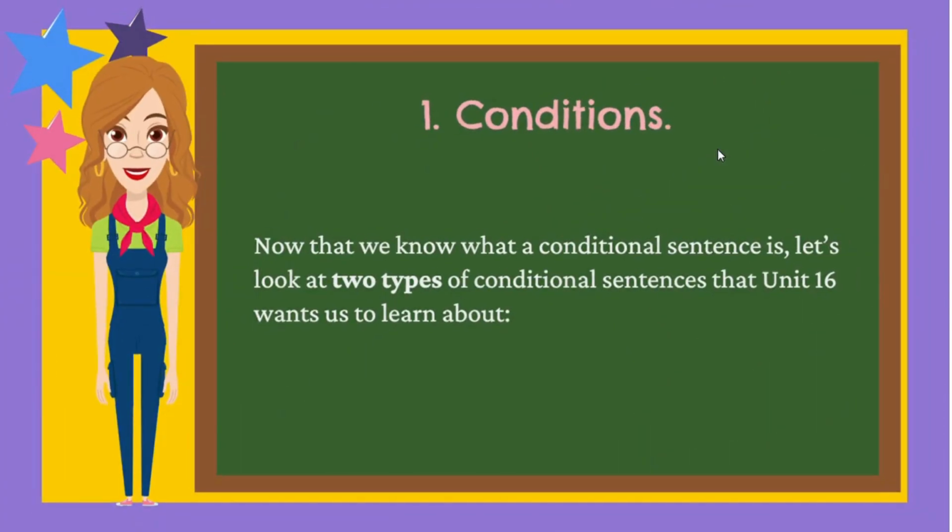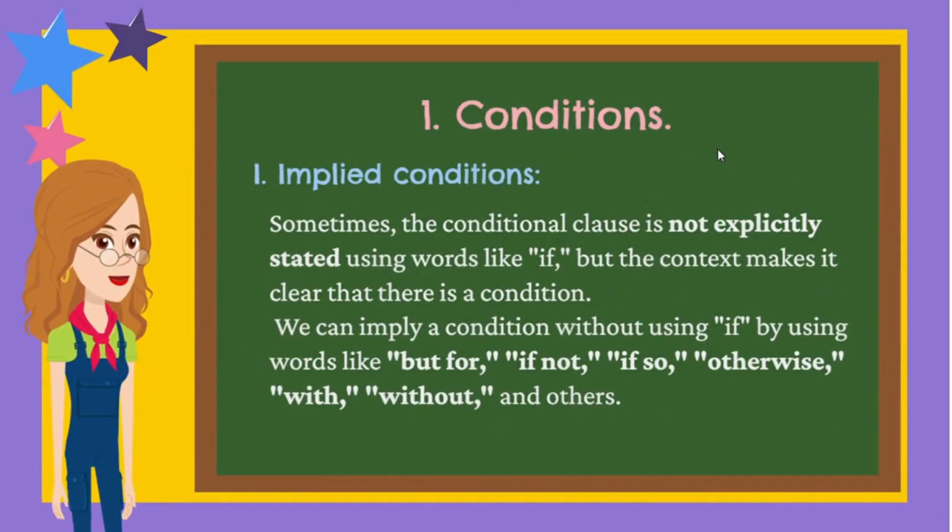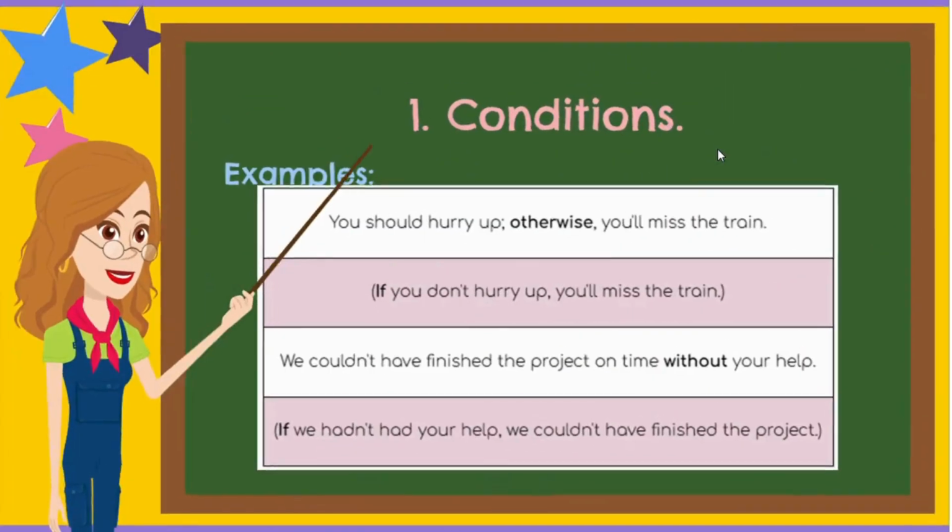So now that we know what a conditional sentence is, let's look at two types of conditional sentences that Unit 16 wants us to learn about. So, implied conditions. Sometimes the conditional clause is not explicitly stated using words like if, but the context makes it clear that there is a condition. We can imply a condition without using if by using words like but for, if not, if so, otherwise, with, without, and others.